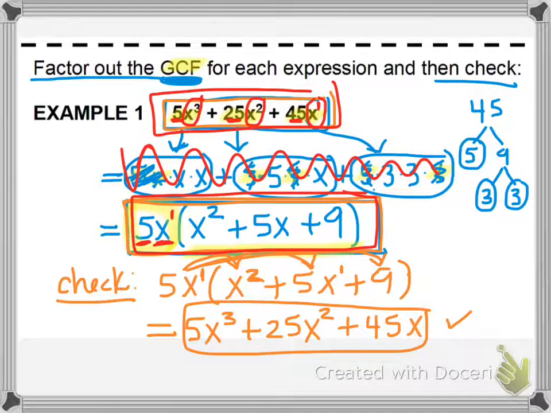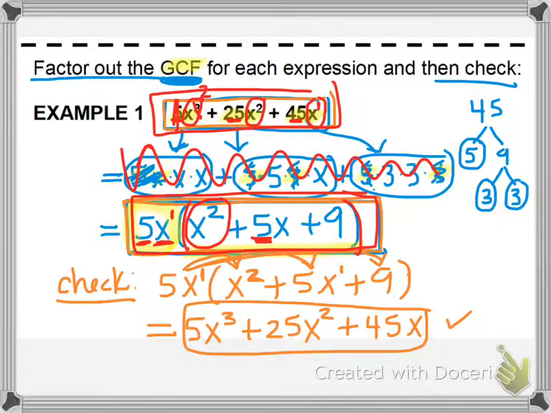Then to figure out what goes in the parentheses, now we're going to see what's left. So for the first term, I pulled out a 5. The 5 is gone. And I took away one of the x's, so now I only have 2 x's left. That's where this term comes from. For my second term, I pulled a 5 out of 25. So basically, I divided 25 by 5, which left me with this 5.